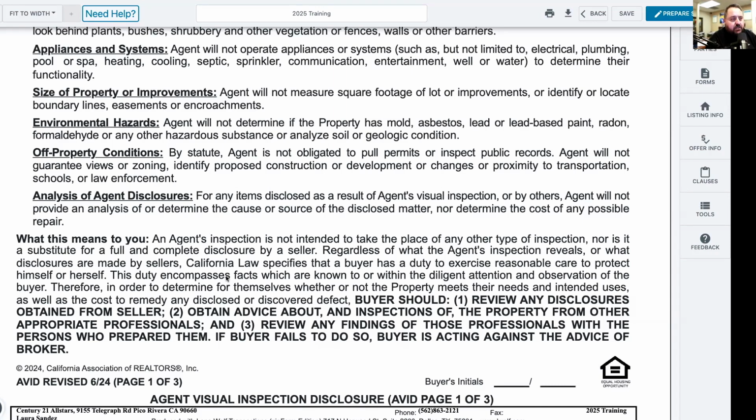For any items disclosed as the result of agent's visual inspection or by others, agent will not provide an analysis of or determine the cause or source of the disclosed matter, nor determine the cost of any possible repair. So that's what we're saying: it's not our opinion. I'm not going to diagnose any of the issues.